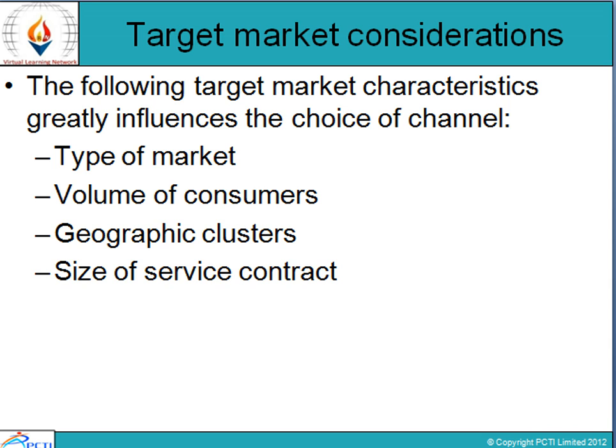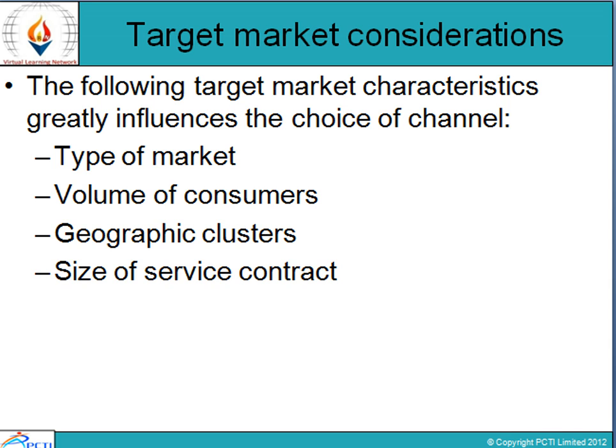If the consumers are clustered in a certain geographical area, then it would be feasible for the bank to use its own sales force. But if the customers are scattered over geographical areas, then the travel cost might make it a costly proposition for sales personnel. So intermediaries are used for such a market.